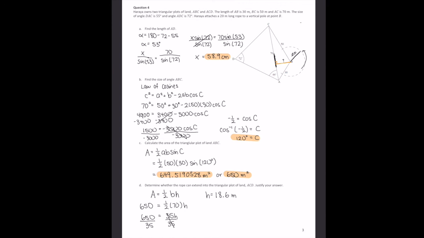So because that 18.6 is less than 20, which is the length of the rope, then we can say yes, the rope can extend into ACD because the rope is longer than the height of triangle ABC. And we are done.